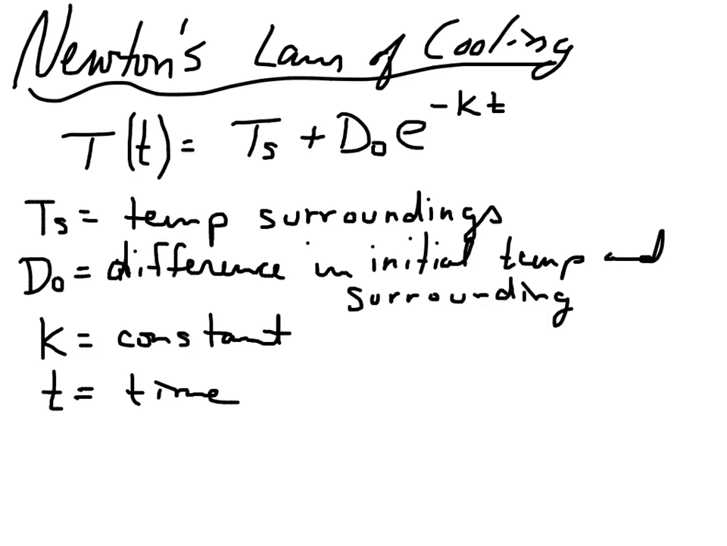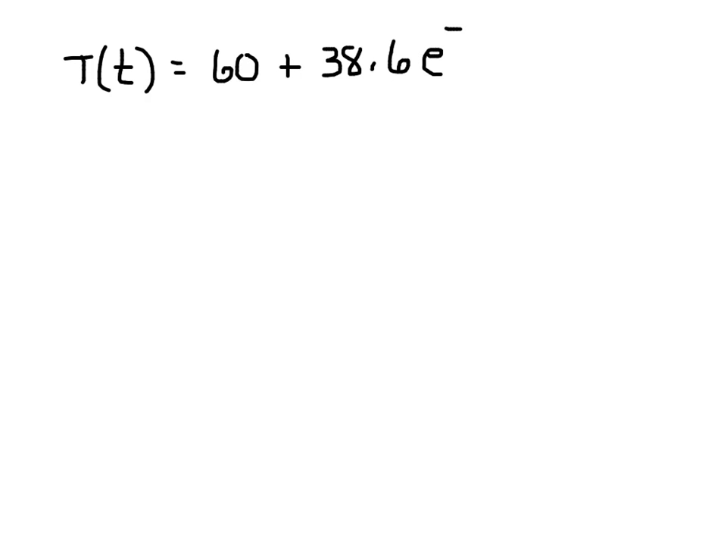So what I'm going to do is put all the stuff that I know. TS, for instance, they said was 60 degrees. Then for the DO, I would take 98.6 because that's our normal internal body temperature, minus 60 because that was the temperature of the surroundings. e to the negative 0.1947 because that's what they told me that the K was, times t.